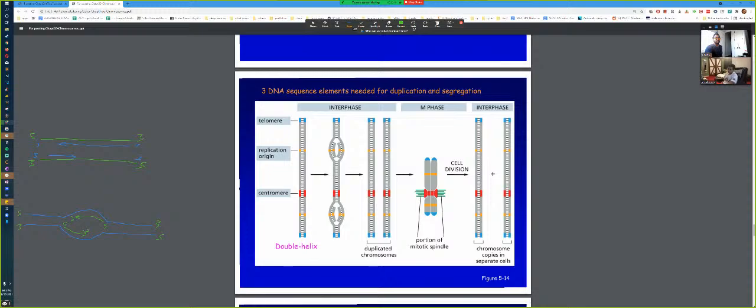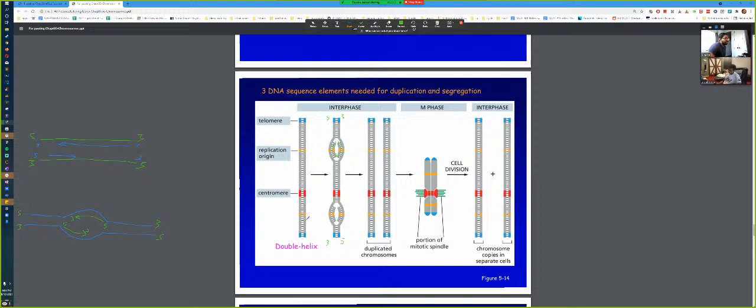So if this is 5 and that's 3, then this over here will have to be 5 here and 3 here and synthesize up. And then this one over here will be 3 here and 5 here and synthesize going down. Got it. So that's the origin of replication, and this is the replication bubble. And this is the centromere.